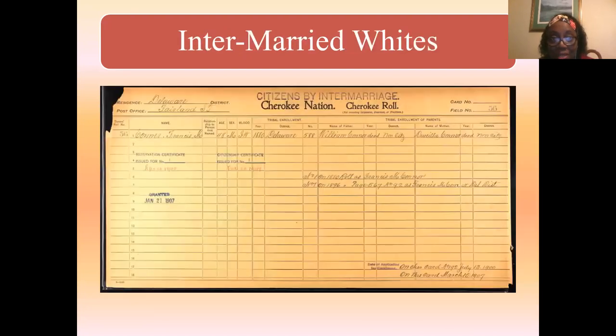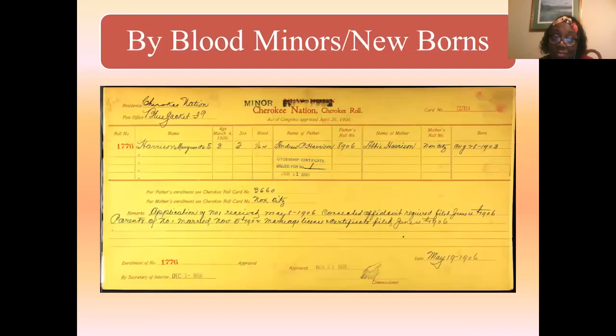The intermarried whites also had cards, and you can see it stamped at the top, citizens by intermarriage. And their card is pretty much identical except for the stamp that is there. And of course, this person lived in the Delaware District, and you have the same information. It is also a one-sided card.